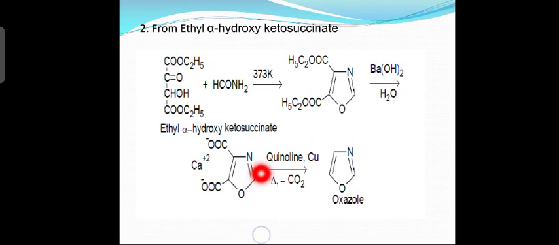So this will react in the presence of quinoline and copper catalyst. Elimination of two carbon dioxide molecules takes place from where? From here, one carbon dioxide, another carbon dioxide. So elimination of two carbon dioxide molecules takes place to give oxazole. So this is another method of synthesis.